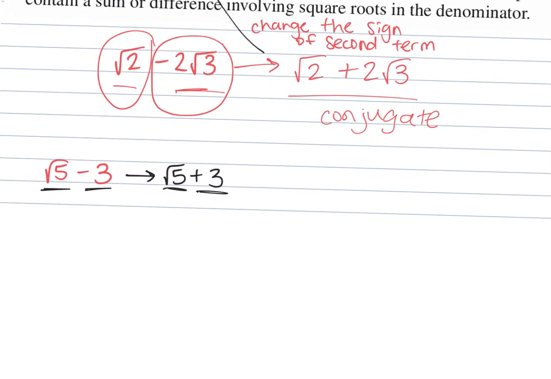Let's do another one. Let's say we had negative 6 plus the square root of 3. What would be the conjugate of this?